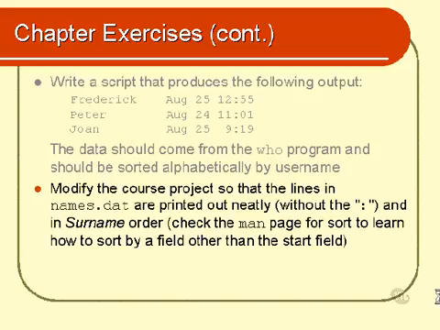So you're probably going to need to use awk to do that, and you may also, if you want to do that sorting thing using the filter called sort, you might like to check the manual page for sort to learn how to sort by a field other than the start field. In other words, I believe in our names.dat we've got the first name first and then the surname second, and we actually want to sort on the surname, so we actually have to sort by the second field in the file.